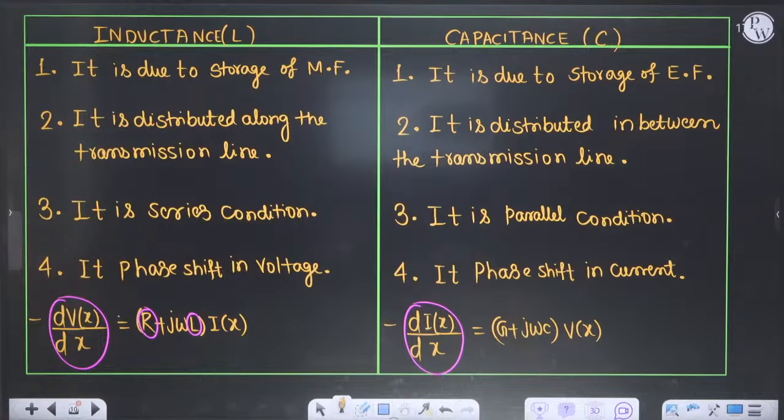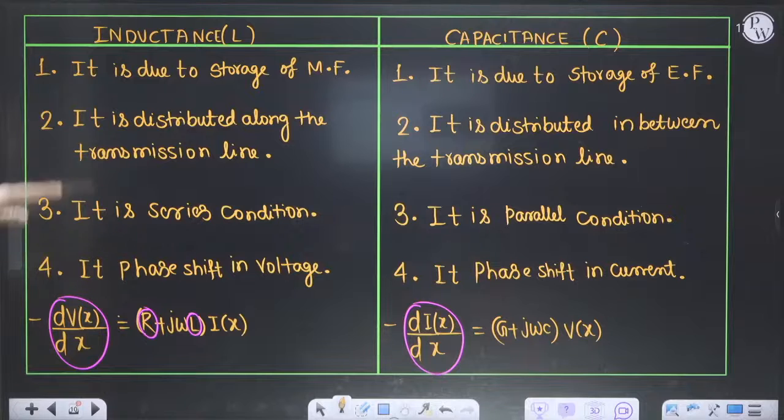There are 4 parameters in the transmission line: resistance due to conductor loss, conductance due to dielectric loss, inductance due to storage of magnetic field, and capacitance due to storage of electric field. Resistance and inductance are due to the conductor, and capacitance and conductance are due to the dielectric. The conductor is along the transmission line, so resistance and inductance are along the transmission line. The dielectric is in between the transmission line, so conductance and capacitance are in between the transmission line.